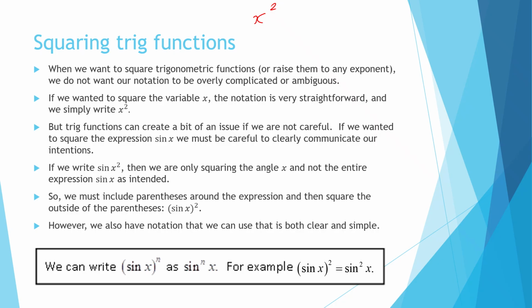However, with trig functions, it's a little bit more complicated because the notation is very messy, right? We want to make sure our notation is clear. We communicate what we are really trying to do to our reader or to the AP grader on a free response question. And so the notation is going to be a little tricky. What I mean by this is, let's say I say these two things, right? Sine of 30 degrees squared and sine of 30 degrees squared.